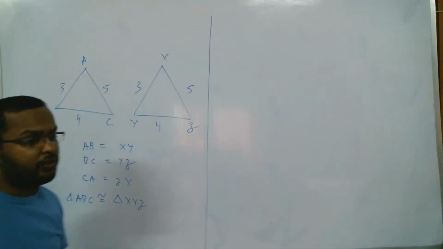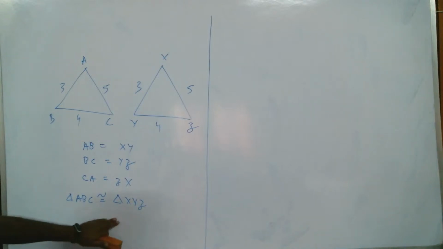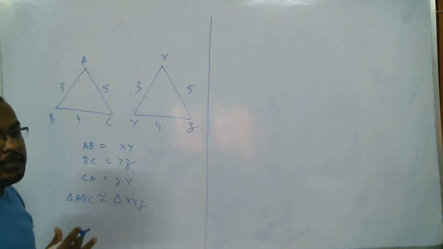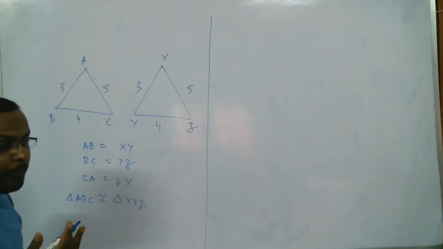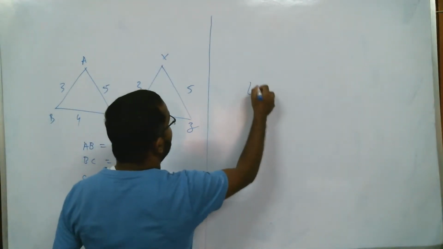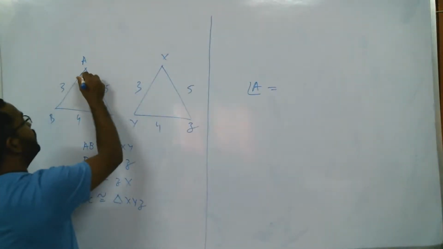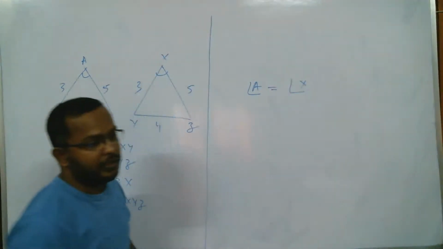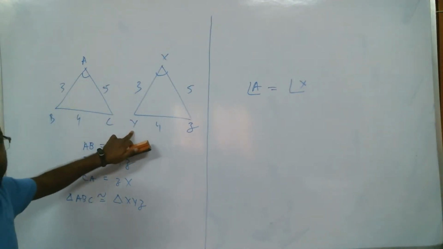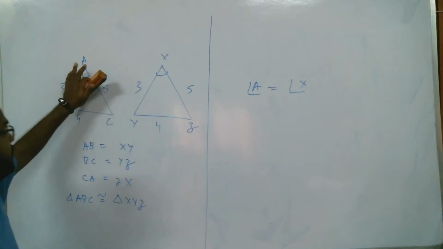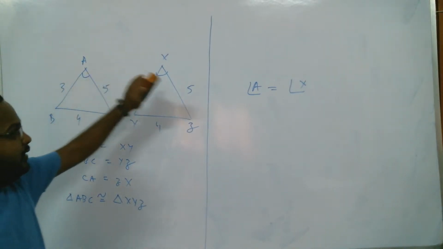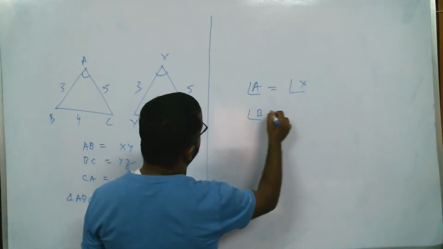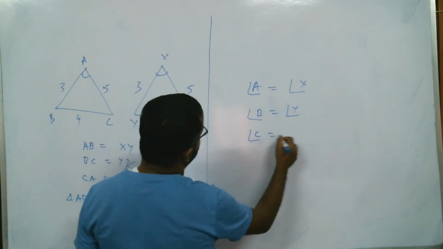And why are we proving the congruency of two triangles? If you prove this, then we can say that the corresponding parts of the congruent triangles are equal. Corresponding parts means what? For angle A, the corresponding angle will be angle X. So angle A is equal to angle X. I cannot write angle A is equal to angle Y. They are not equal. The corresponding part for A is X. In the same way we can write angle B is equal to angle Y and angle C is equal to angle Z.